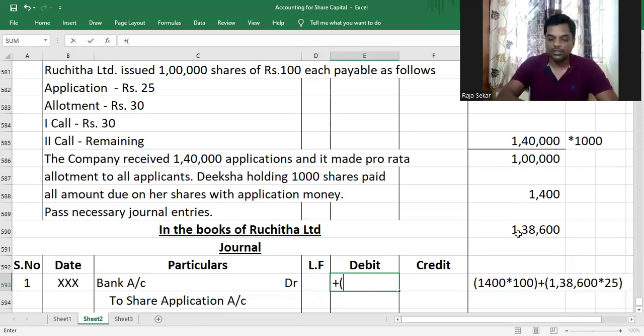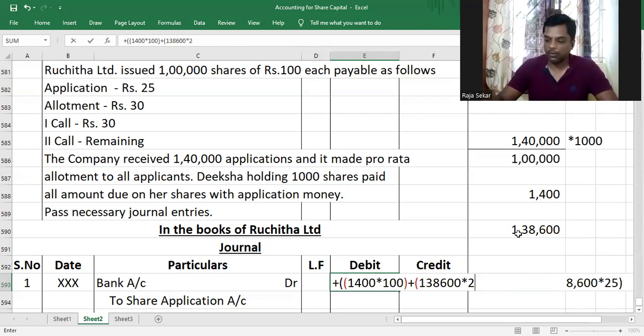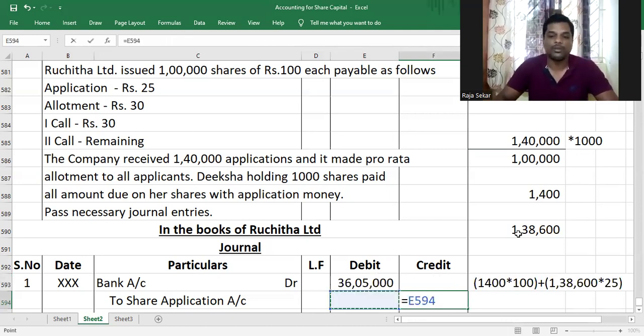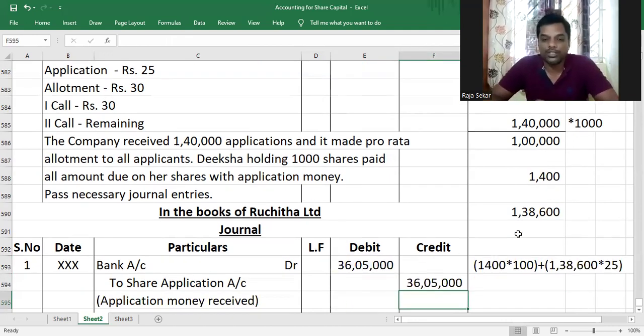Understood or not, my dear children? So we have 1,400 into 100 plus 1,38,600 into 25. And that will be the total application money received by the company. It is not a straightforward computation like 1,40,000 into 25, because we have not received 25 rupees per application on all the 1,40,000 applications. Someone has paid the entire amount due on her shares along with application. So that person would have paid the entire 100 rupees along with application. Am I right or not, my dear children?